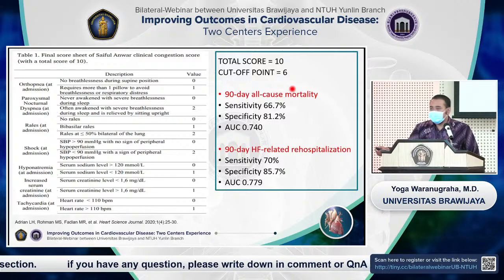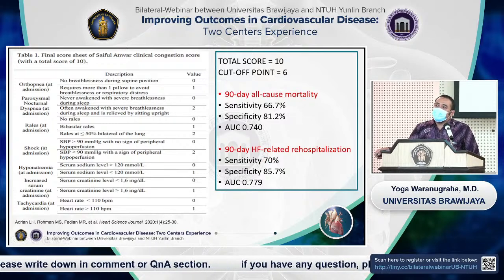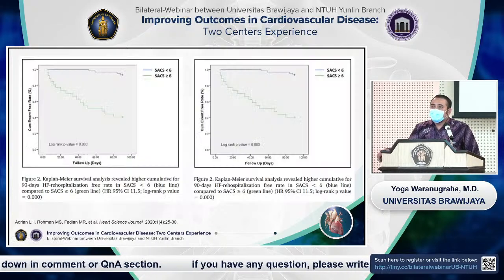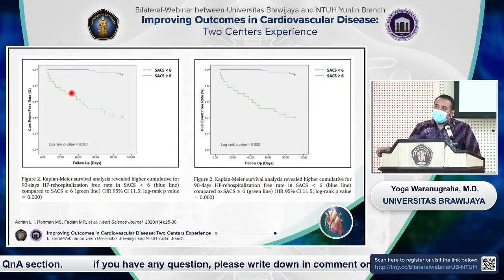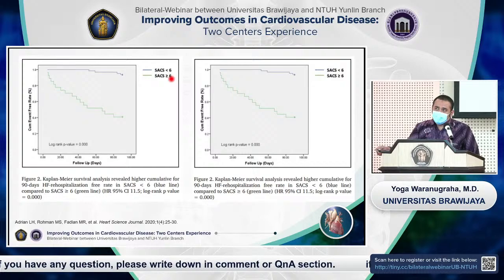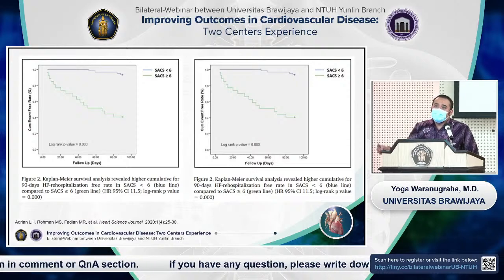And also this score has the ability to predict 90-day heart failure-related hospitalization with sensitivity of 70% and specificity of 85.7%. So you can see in this Kaplan-Meier curve that patients with a congestion score less than 6 have a better prognosis, as shown in these figures. They have a lower rate of hospital readmission and also all-cause mortality.